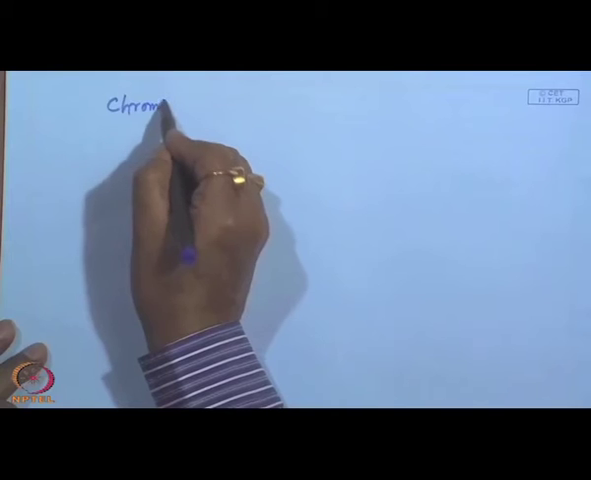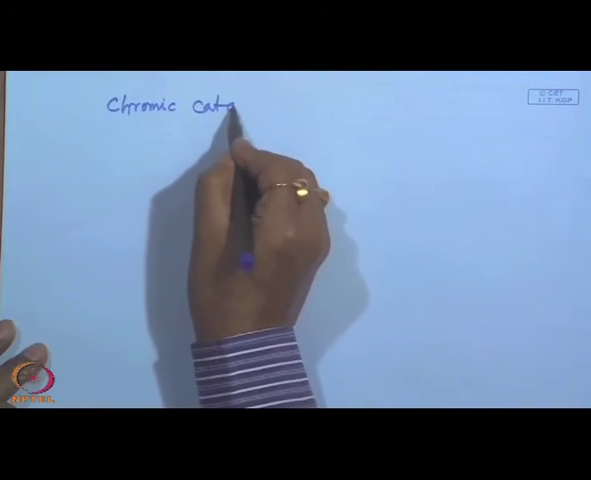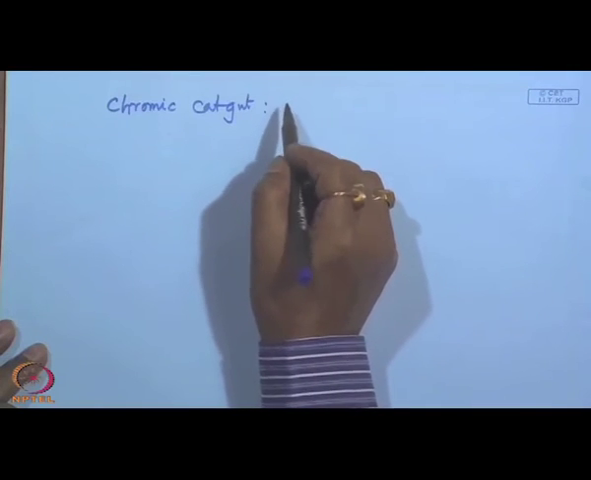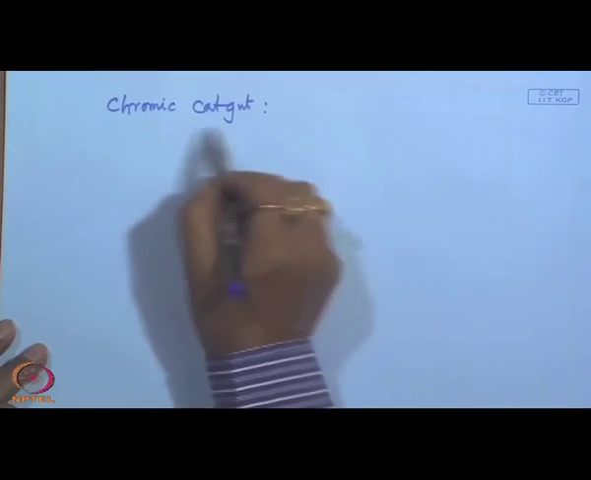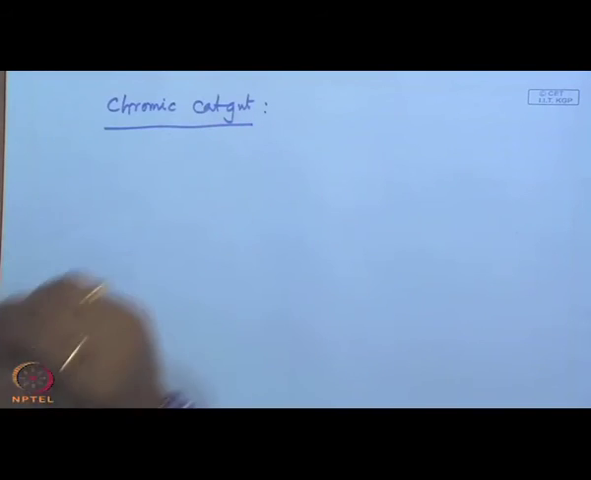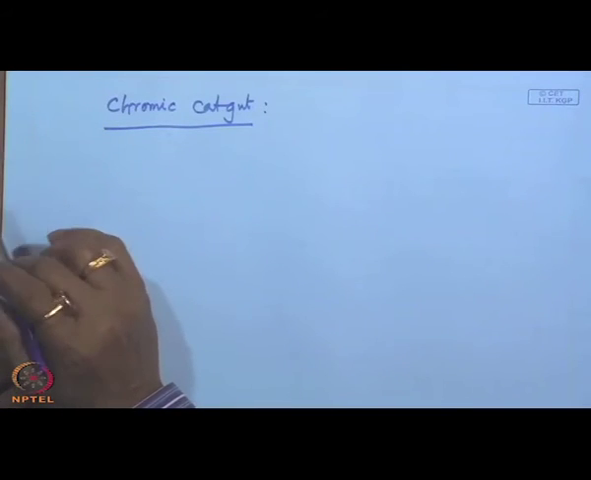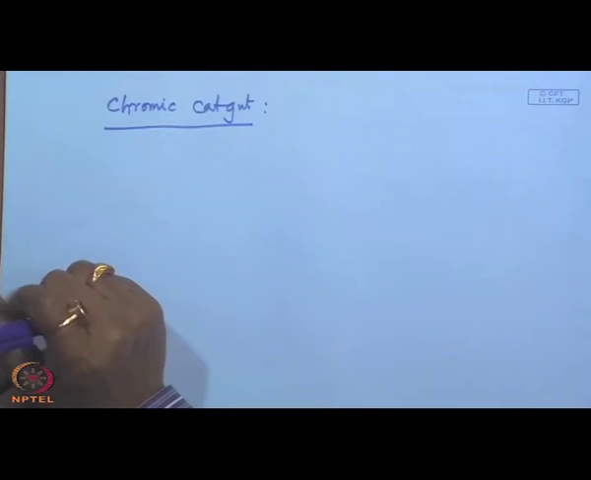Now, previously chromic catgut, made of sheep intestine submucosa, was used. This chromic catgut is not degradable. So, after surgery and stitching, when the wound heals, it needs to be removed by a second surgery, which becomes painful to the patient.